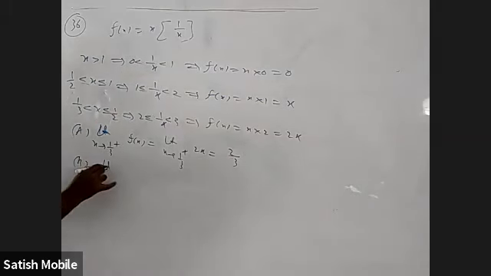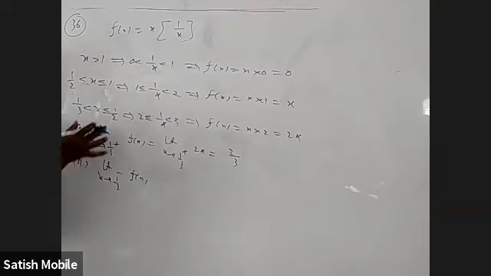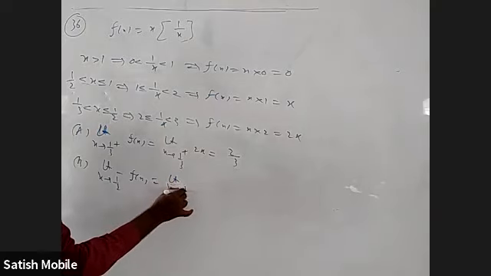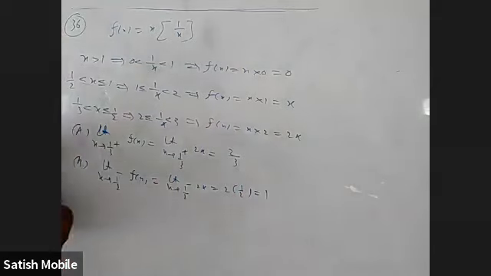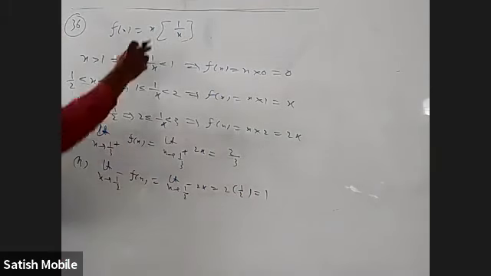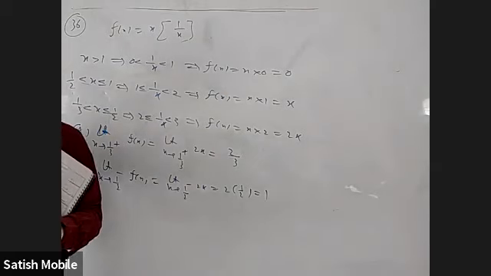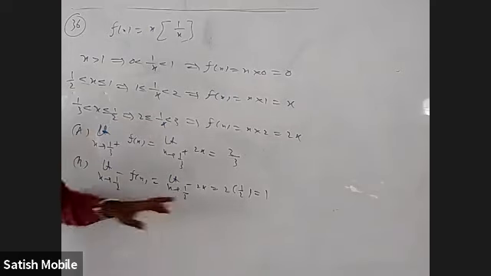Option B, limit x tends to 1 by 2 minus. Just before 1 by 2, what is the function? Again, same interval, it will be 2x only. So limit x tends to 1 by 2 minus 2x. 2 into 1 by 2 is 1. Here one may say I directly substitute and get the answer, but the process is not correct. The process is, you have to really understand what the function is before 1 by 2, and substitute in that function.